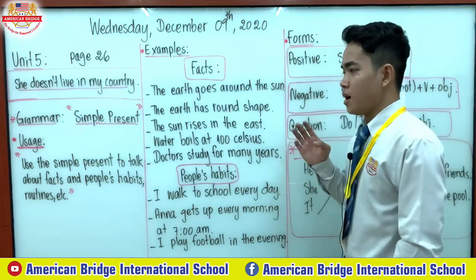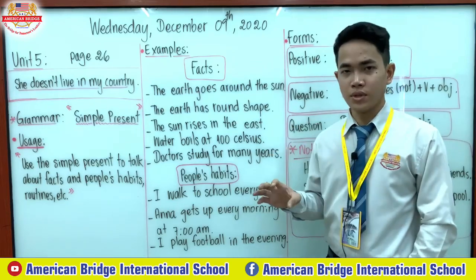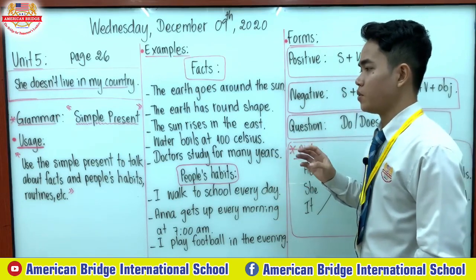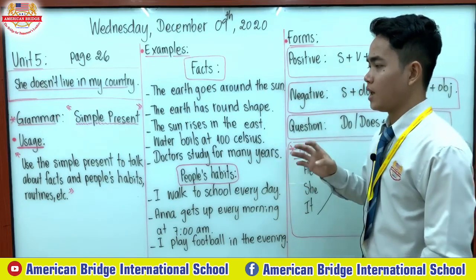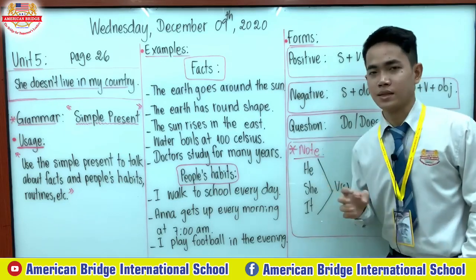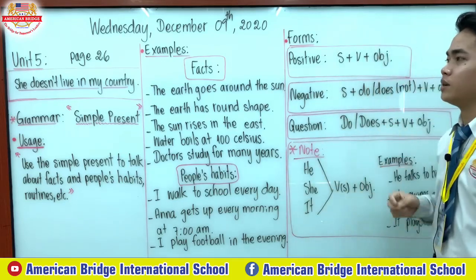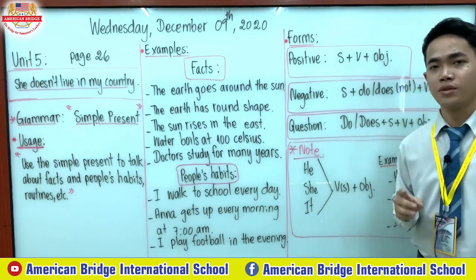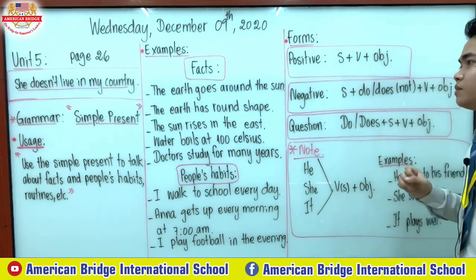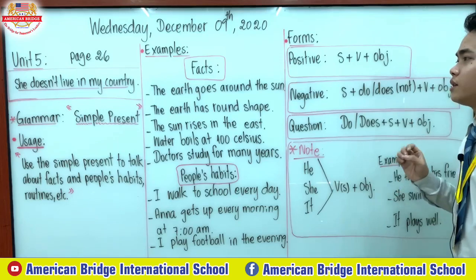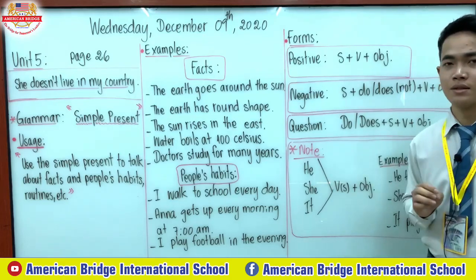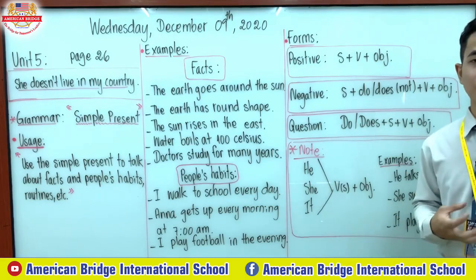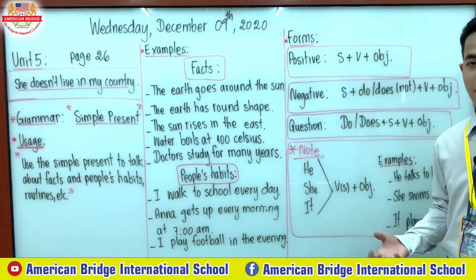We have many usages of the simple present. We use the simple present to talk about facts and people's habits and routines, right? Now let's talk about facts. What are facts, everyone? A fact is real, true, right? Something that is fact in the world. So we have: the earth goes around the sun. Actually, the earth goes around the sun, as we know that scientists have already talked about it, right?